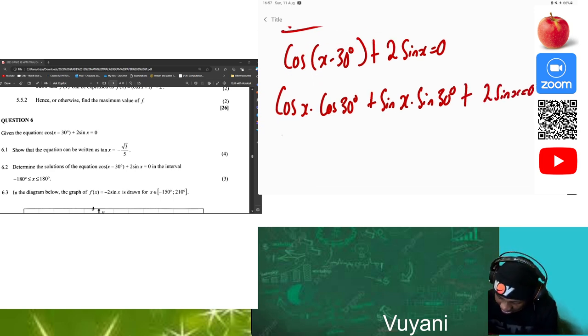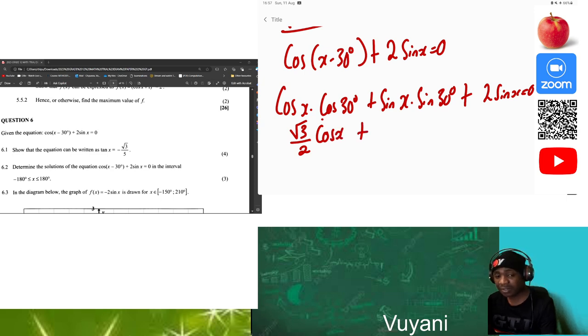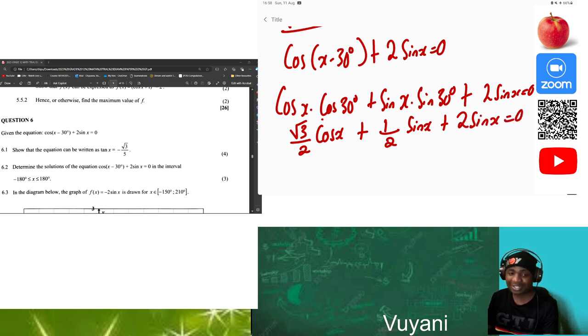So we know that cos 30 degrees, without using a calculator, or you can use a calculator, is straightforward. That would be root 3 over 2 cos of x plus, of course, sine of 30, which is 1 over 2 sine of x, plus our 2 sine of x is equal to 0.